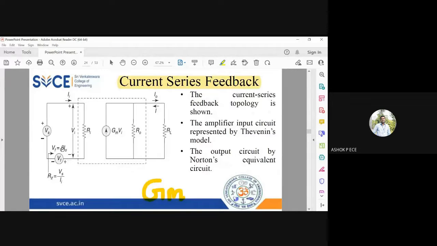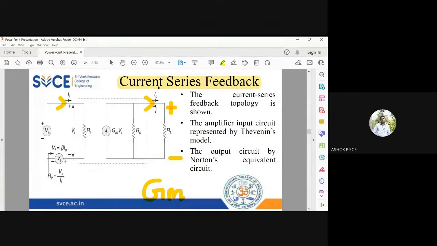VF equals beta into I naught, and the input voltage going to your amplifier is Vi. The current entering your amplifier is Ii. The current coming out of your amplifier is I naught. And across RL you measure V naught, with this plus-minus polarity. Across the load resistance you are going to measure the output voltage.